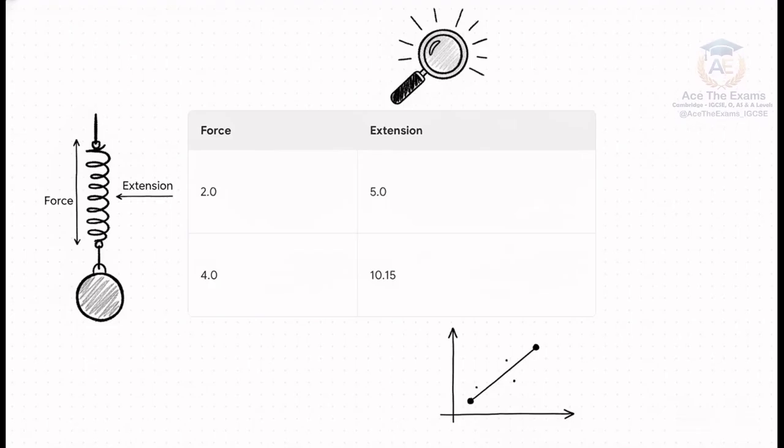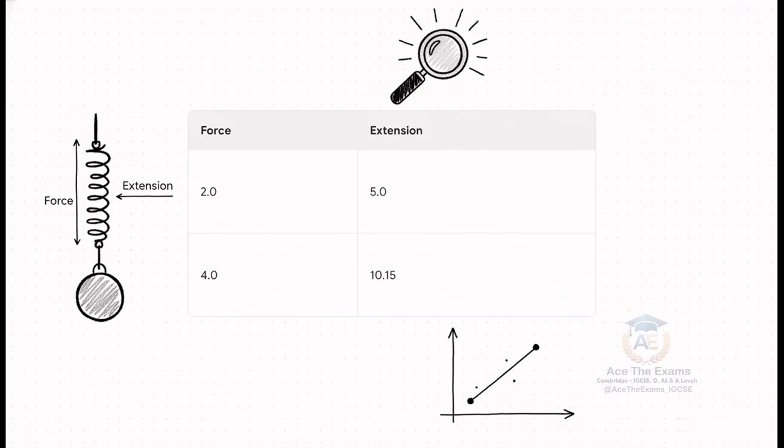Now, what's really interesting about this slide is how easily weak practical investigation skills can cost you. Just take a close look at this data table from a Hooke's law experiment. It looks fine at a quick glance, right? But if you submit this in paper 6 or use it to plot a graph in paper 4, you are leaking marks left and right.